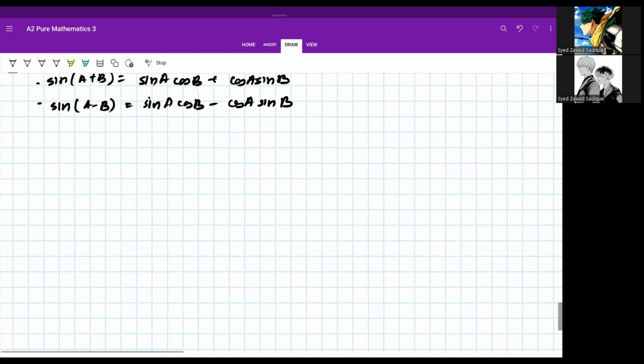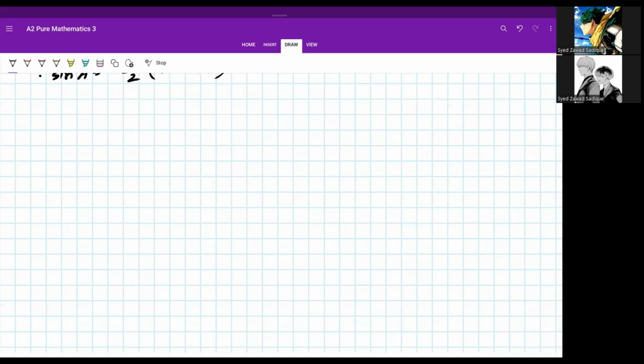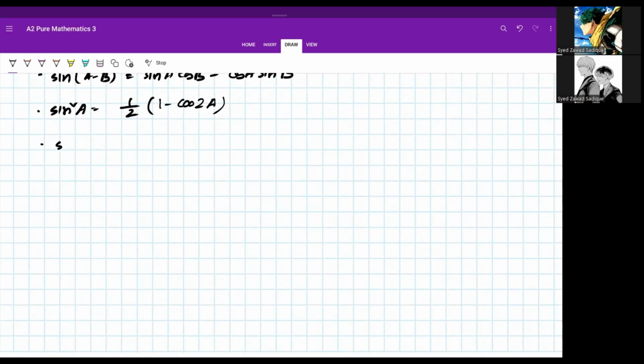Then we have one more. You can also say sine square A is equals to half 1 minus cos 2A. Now the cos formulas. Oh, there's one more sine formula. That is sine 2A is equals to 2 sine A cos A.